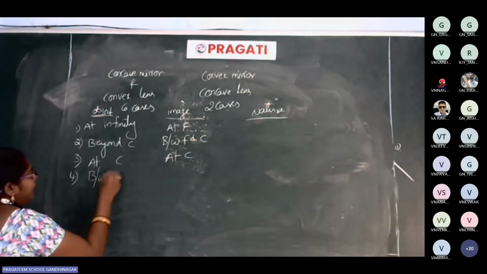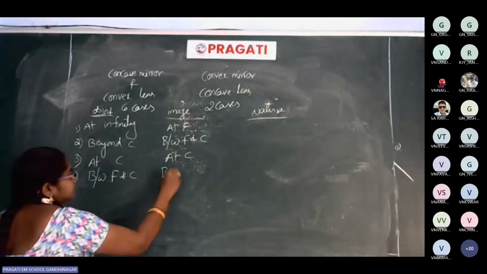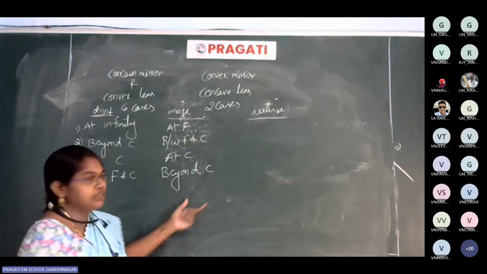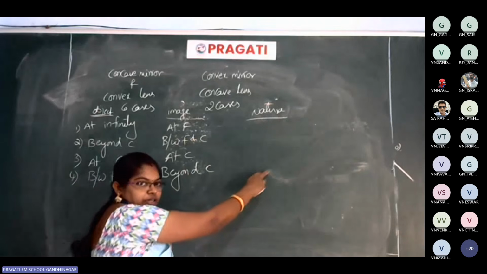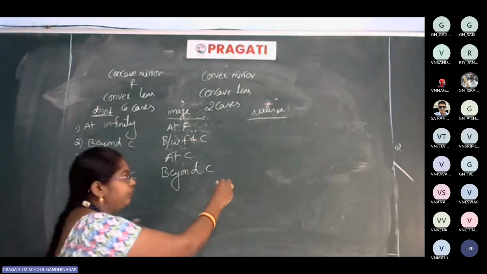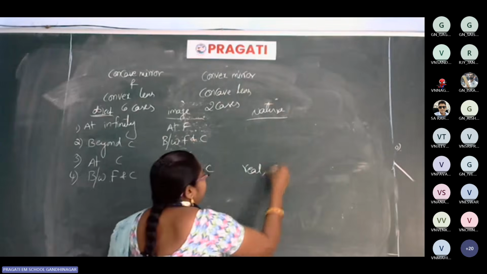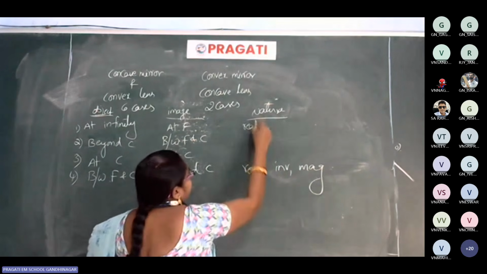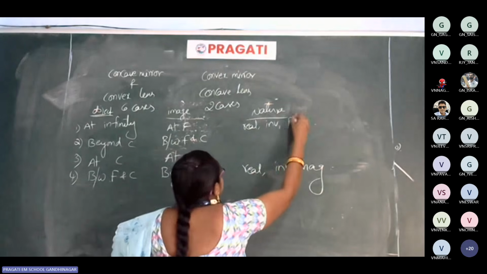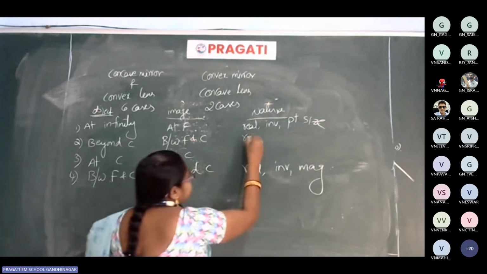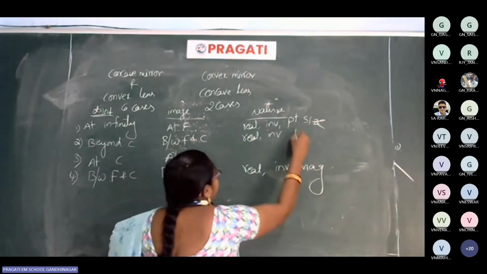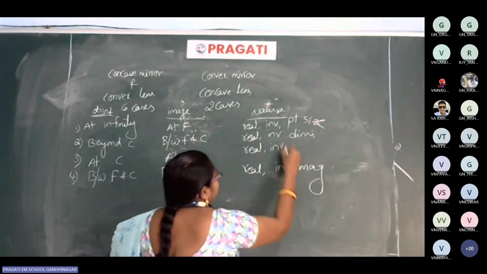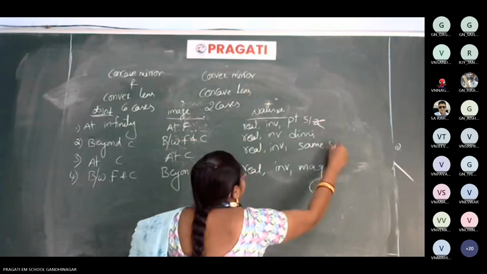Here, between F and C. The image is formed beyond C. Real, inverted, magnified. This is real, inverted, point size. This is real, inverted, diminished. This is real, inverted, same size.